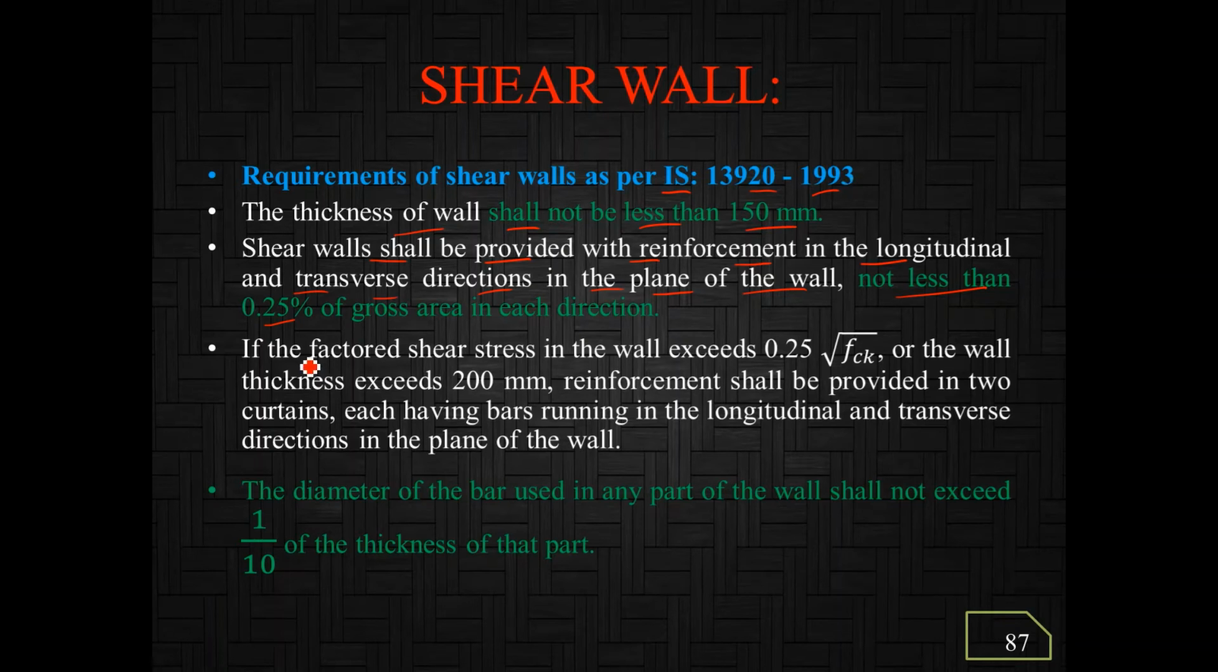If the factored shear stress in the wall exceeds 0.25 fck or the wall thickness exceeds 200 mm, the reinforcement shall be provided in two curtains, each having bars running in the longitudinal and transverse directions in the plane of the wall. The diameter of bar used in any part of the wall should not exceed 1/10 of the thickness of that part. All this is given in IS 13920:1993, clause number 9.